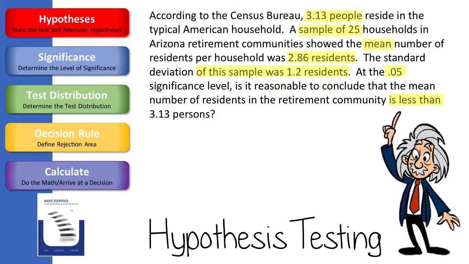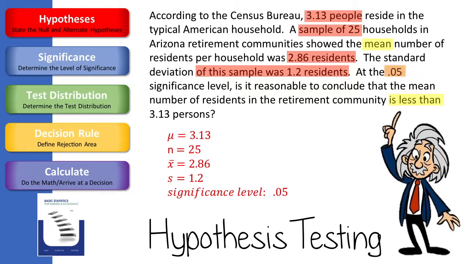And now we'll just make a quick list of what we found. So the population mean is 3.13. We have a sample size of 25, sample mean of 2.86, sample standard deviation of 1.2, and a significance level of 0.05. We'll need that mean and less than a bit later in the problem. So just hold on to those for now.